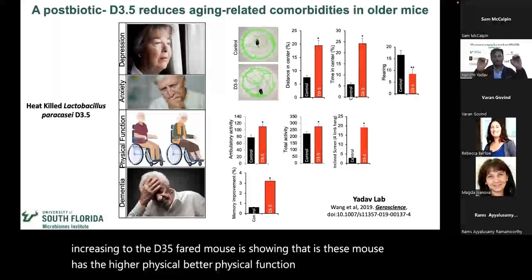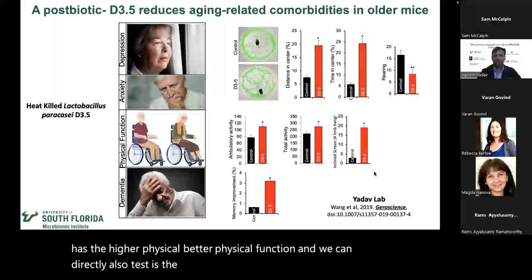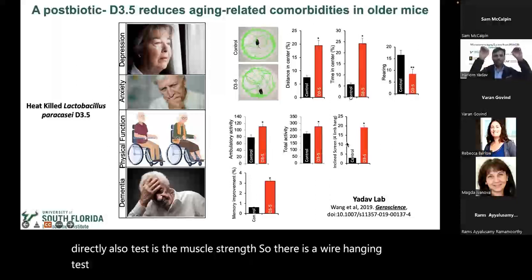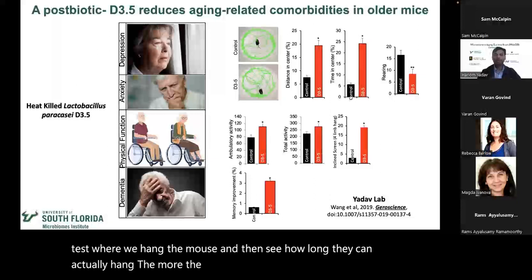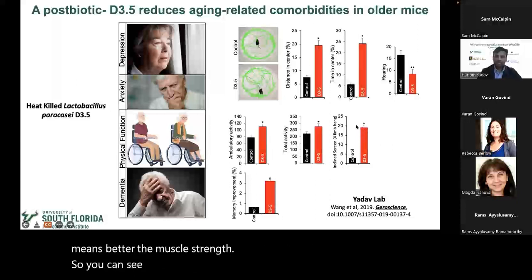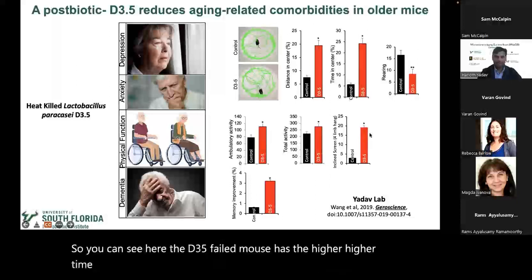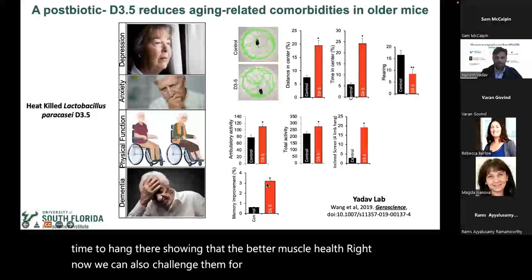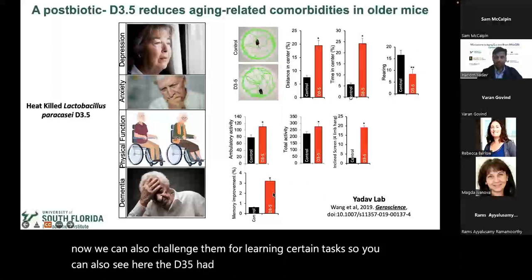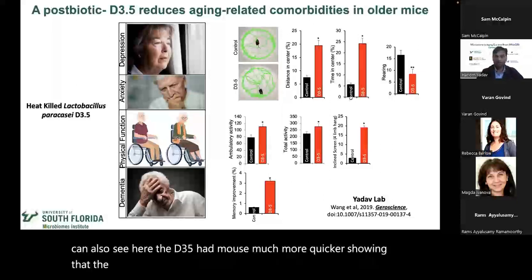We can also directly test muscle strength. There is a wire hanging test where we hang the mouse and see how long it can hang. The longer they can hang, the better the muscle strength. You can see here the D35-fed mice hang for a longer time, showing better muscle health. We can also challenge them with learning tasks. The D35-fed mice learn much more quickly, showing that learning and memory behavior was significantly increased by feeding D35.